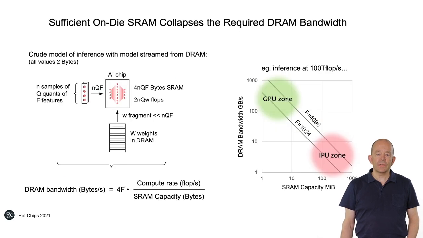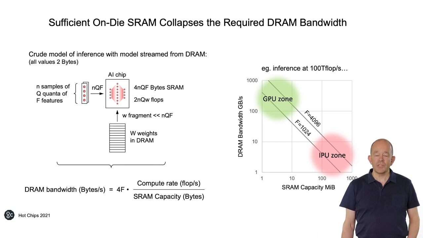Here's a crude inference example, which shows that high bandwidth off-chip memory and large on-die memory are alternatives which can both deliver similar performance. The scenario assumes a chip streams weights from off-chip DRAM in small chunks and applies them to a data tensor to compute a similarly sized result. The data tensor is n samples by q quanta by f features. Each streamed weight is reused nq times, leading to the relation at the bottom left. This says that the more SRAM you have on chip, the less you need bandwidth to DRAM off chip.